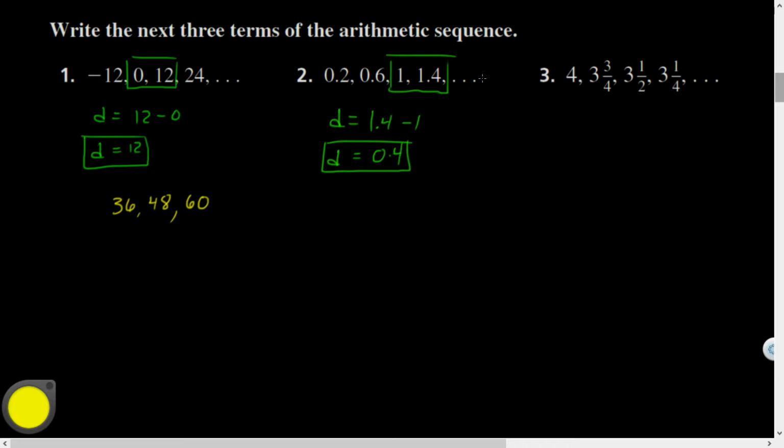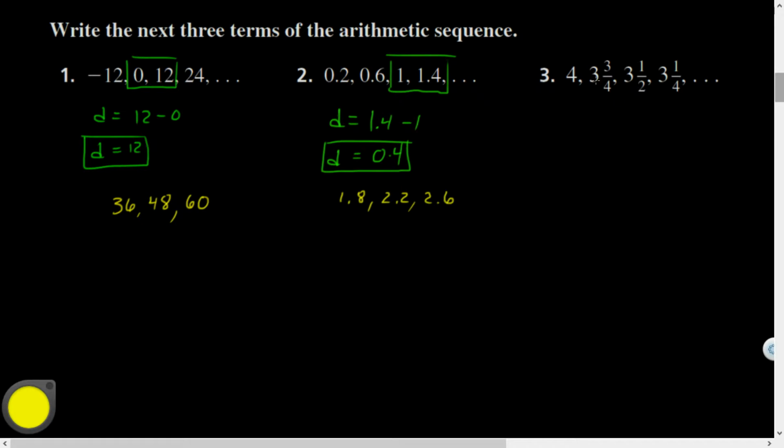So 1.4 plus 0.4 to get the next term is 1.8. 1.8 plus 0.4 is going to be 2.2. 2.2 plus 0.4 will be 2.6. And so I find the next three terms. I guess this list could go on forever. It is implied by the ellipsis there. I can find the next three terms by just continually adding 0.4.